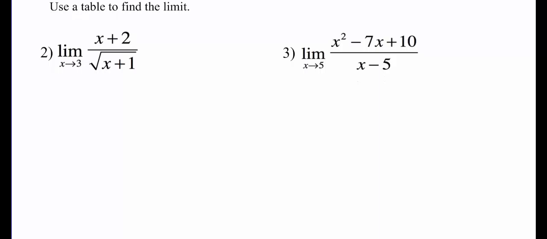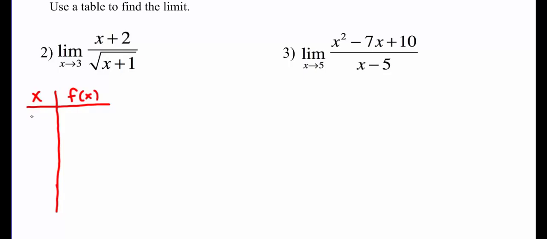But I'm going to use a table method to evaluate. So let's look at number 2. And you'll probably want to use a calculator as you do these. So I'm going to just do an x and an output. You can call it y, you can call it f of x, whatever you want. But it says the limit as x approaches 3. So what we're trying to see is, as we get close to 3, what's happening on the left, what's happening on the right, and is it approaching the same place?